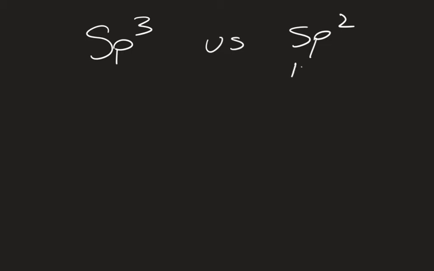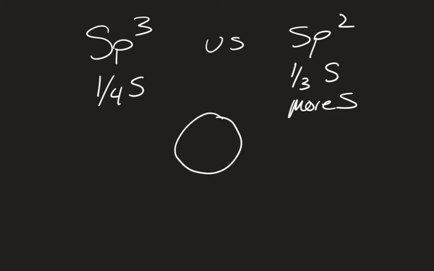So this is 1/3 S. This one is 1/4 S, yes? Which one has more S character? More S. Okay. Why do I care? Well, the S shape puts the electrons really close to the center. The P shape has them sticking out. So which one is closer to the carbon? More S or less S?